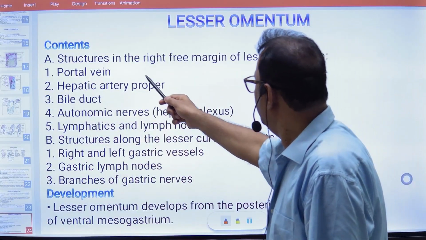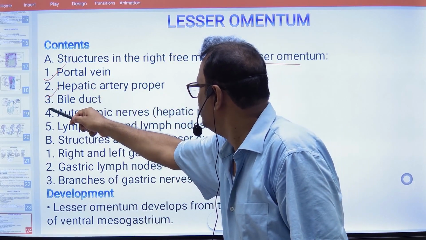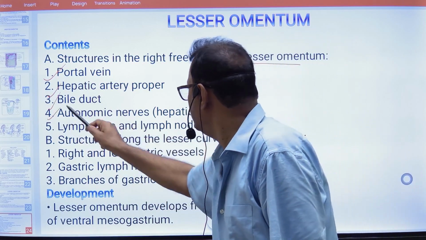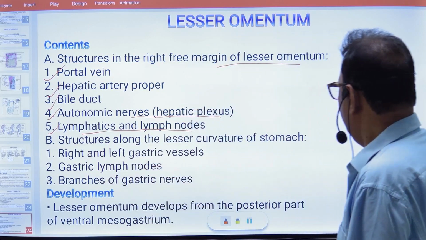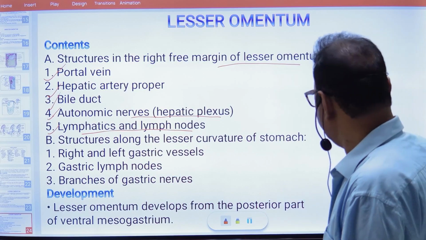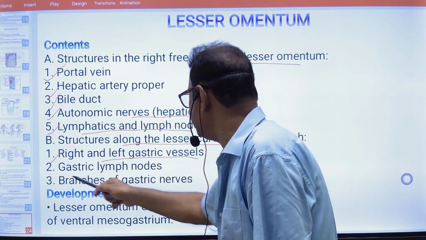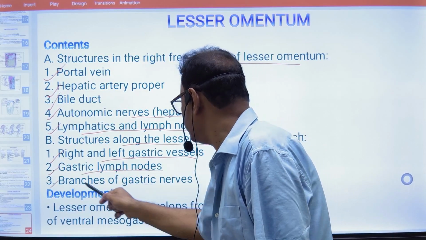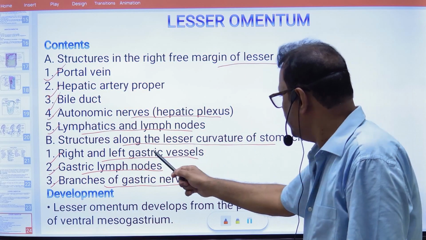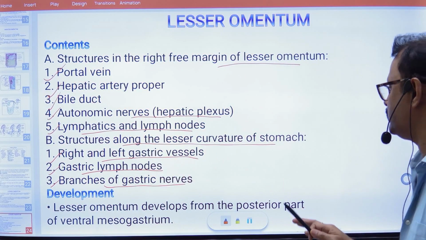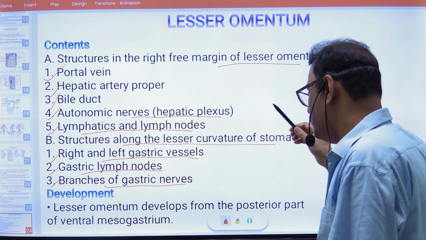Its contents: structures in the right free margin of the omentum, that is the portal vein, hepatic artery, and the bile duct, autonomic nervous system nerves, hepatic plexus, the lymphatics and the lymph nodes. Structures along the lesser curvature of the stomach are also considered under this content, and they are the right and left gastric vessels, gastric lymph nodes, and the branches of the gastric nerve. Regarding development, we have already seen that it is developed from the ventral mesogastrium.